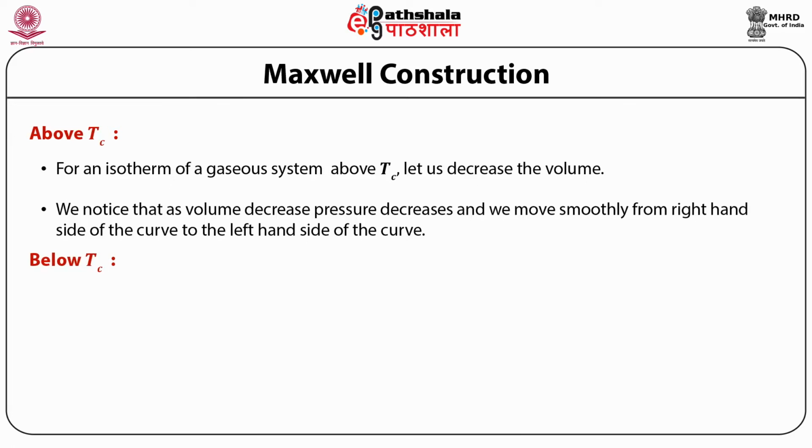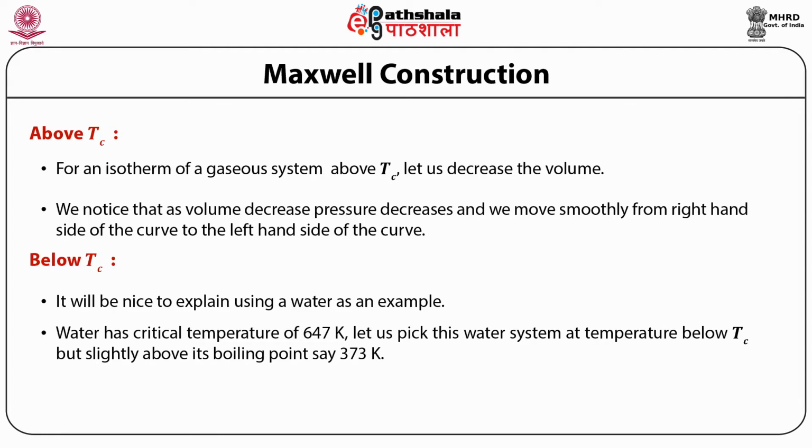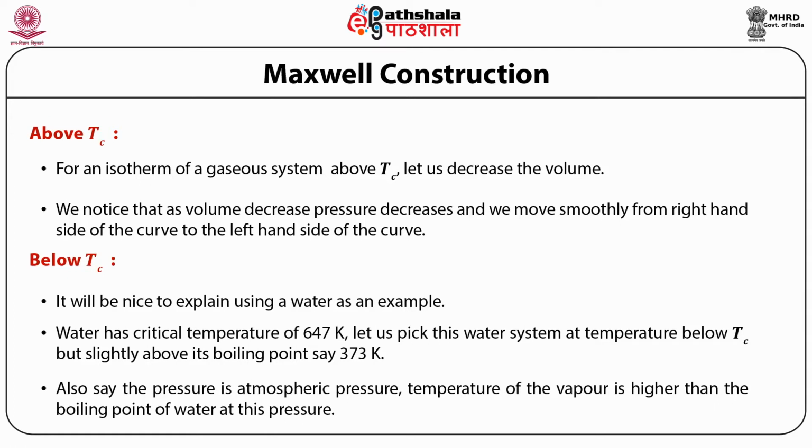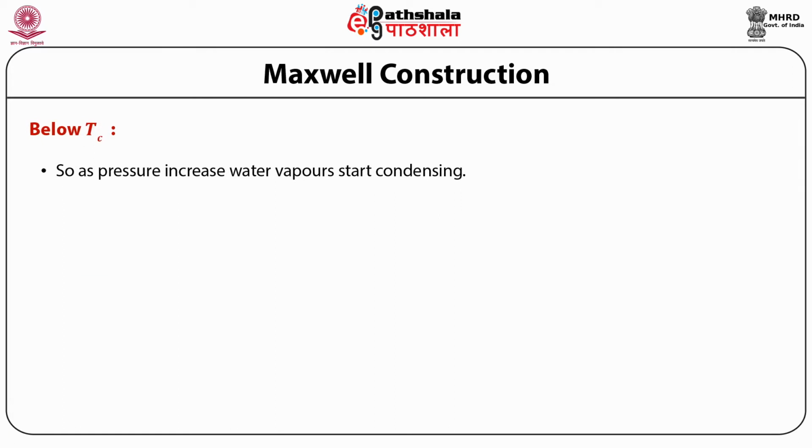Below Tc, it will be nice to explain using water as an example. Water has a critical temperature of 647 K. Let us pick this water system at a temperature below Tc, but slightly above its boiling point, say 373 K. Also say the pressure is atmospheric pressure. The temperature of the vapor is higher than the boiling point of water at this pressure. Now, as we decrease the volume, pressure increases, simultaneously leading to an increase in the boiling point of water, and hence the condensation point is also higher. So, as pressure increases, water vapors start condensing.